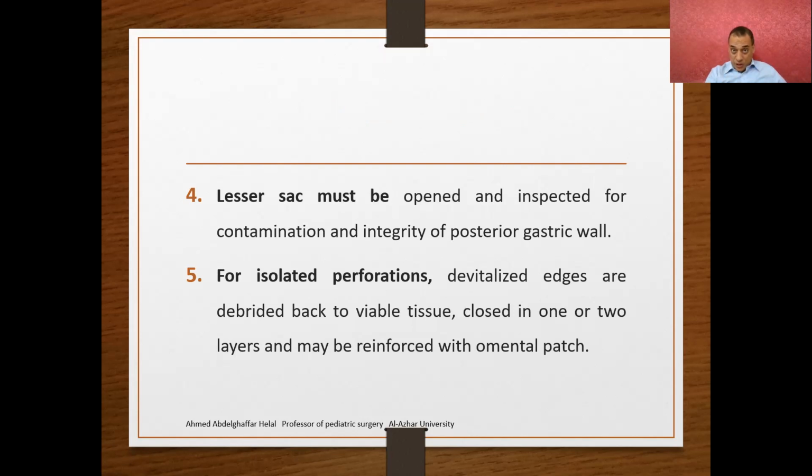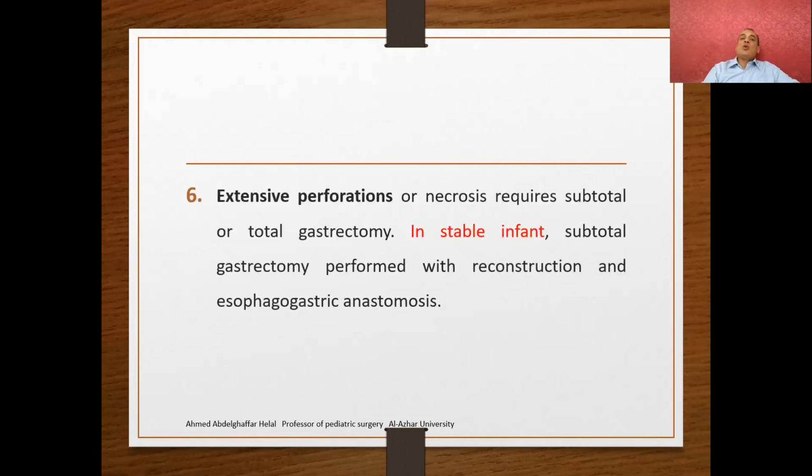If you find an isolated perforation, the devitalized edges are debrided until you reach viable tissue, then closed in one or two layers and may be reinforced with an omental patch if needed. This is for isolated perforation. In case of extensive perforation or necrosis, this infant or newborn usually requires subtotal or total gastrectomy. It will depend on the situation of the baby. If the infant is stable, you can perform subtotal gastrectomy with reconstruction using esophagogastric anastomosis.